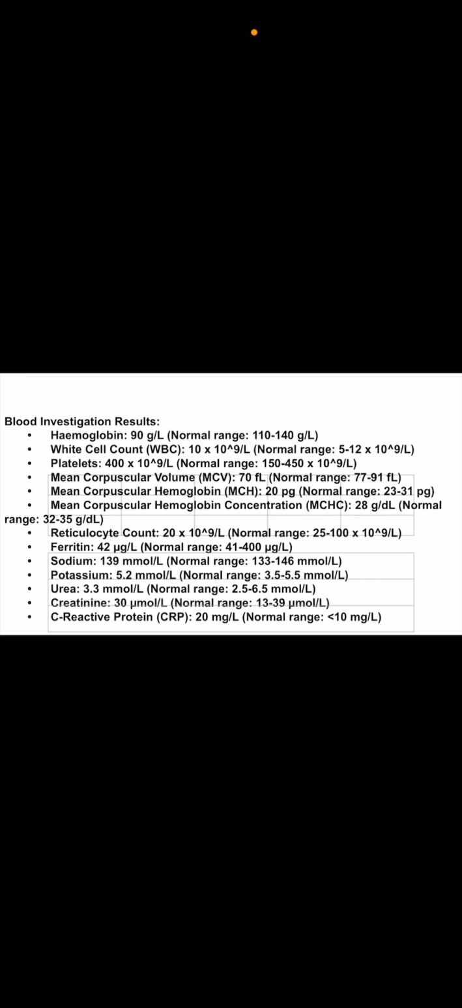Next, ferritin, that is 42. This is near the lower limit of normal, which could indicate low iron stores. Reticulocyte count is 20, slightly low, suggesting that the bone marrow is not producing a large number of new red blood cells in response to anemia. So from these results, we can conclude that the child has microcytic hypochromic anemia. This type of anemia is typically caused by iron deficiency, especially in infants and young children.